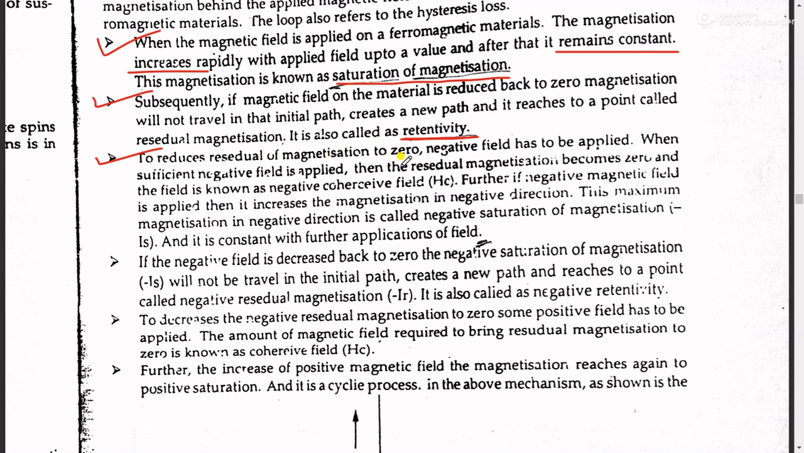When a sufficient negative field is applied, the residual magnetization becomes zero, and this field is known as the negative coercive force. Further, if the negative magnetic field is increased, the magnetization increases in the negative direction, and this is called the negative saturation of magnetization.